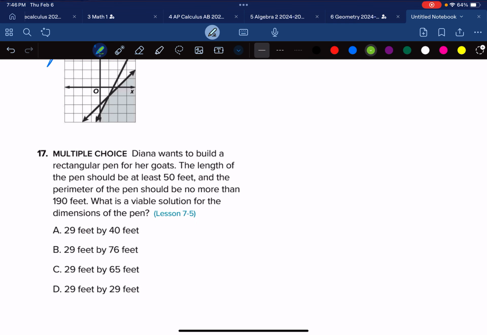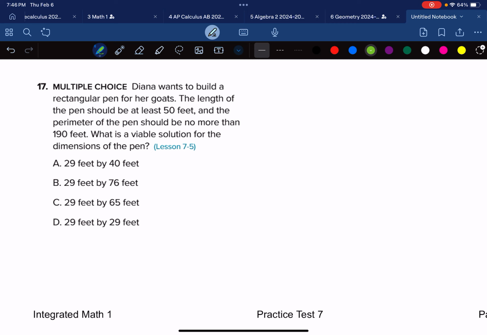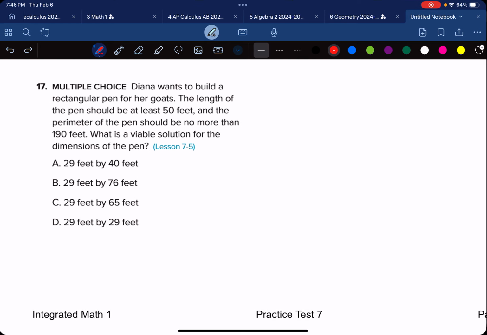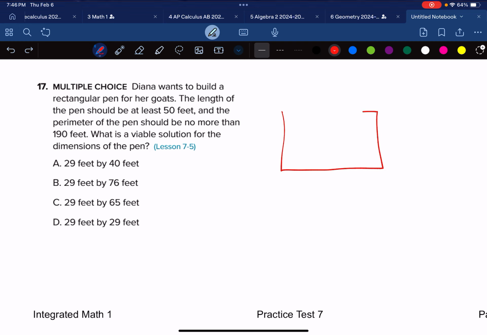Nice. Number 17. Diana wants to build a rectangular pen for her goats. The length of the pen. Okay, I already need to draw a picture. I have no idea what's going on here. So it's a rectangular pen, and I happen to know that rectangles look basically like that. Let's go ahead and make that look pretty. Oh, that's a trapezoid. It needs to be parallel, parallel, parallel, parallel. Can that be a trapezoid? Okay, it's not a trapezoid. Hooray, it's a rectangle. Okay, I have a picture.